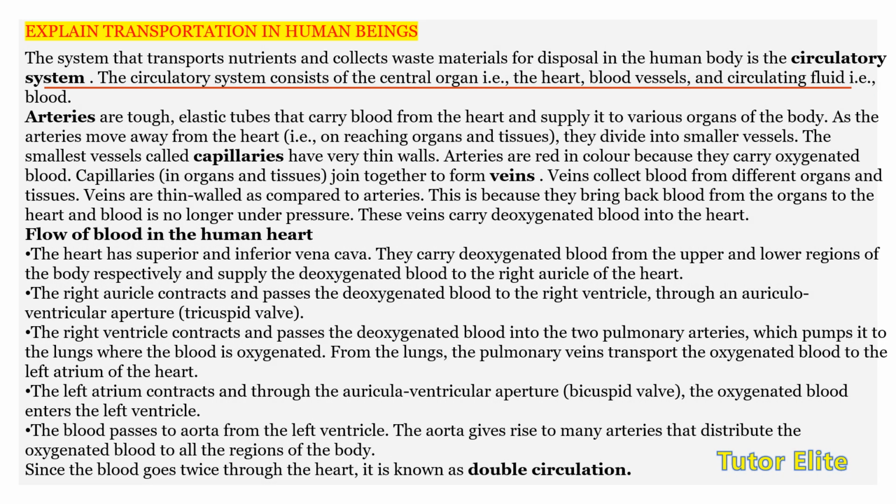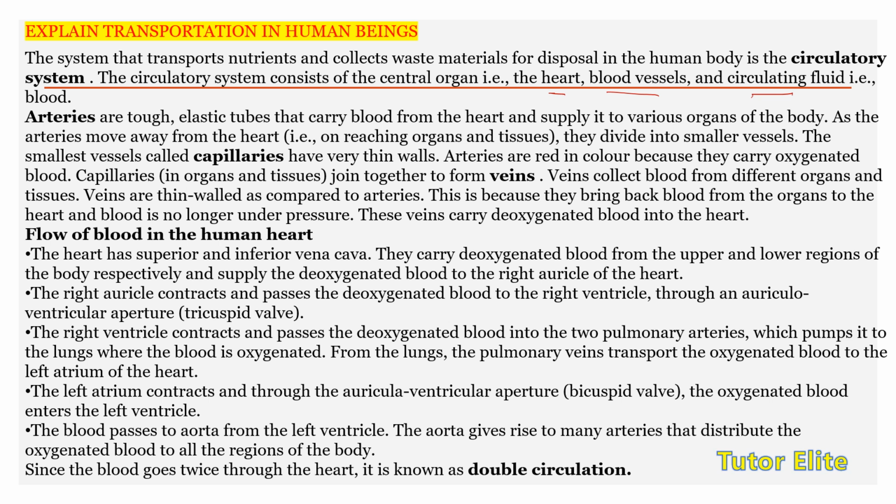Explain transportation in human beings. The system that transports nutrients and collects waste materials for disposal in the human body is the circulatory system. So basically the circulatory system includes the heart, blood vessels, and the circulating fluid, that is blood. Yes, our body consists of blood, the circulating fluid, and other fluids also.